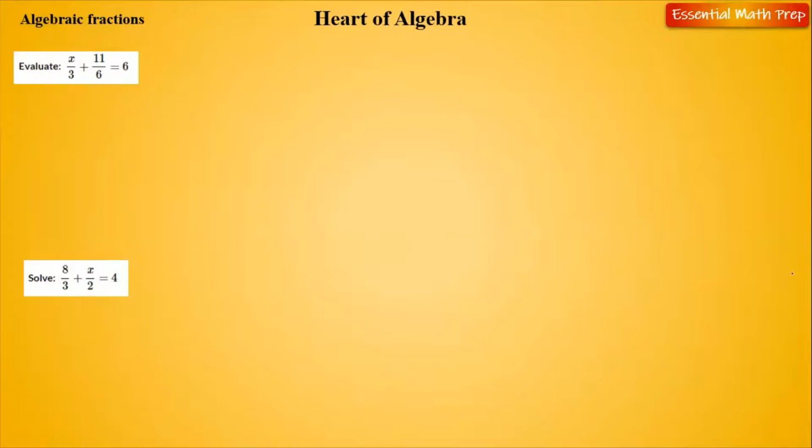All right. We have x over 3 plus 11 over 6 equals 6. Remember, again, one end of the expression is very simple. It's just a numerical value, 6. So if you can simplify the left-hand side, then equate it to 6, chances are you're going to make fewer mistakes. So let's do that.